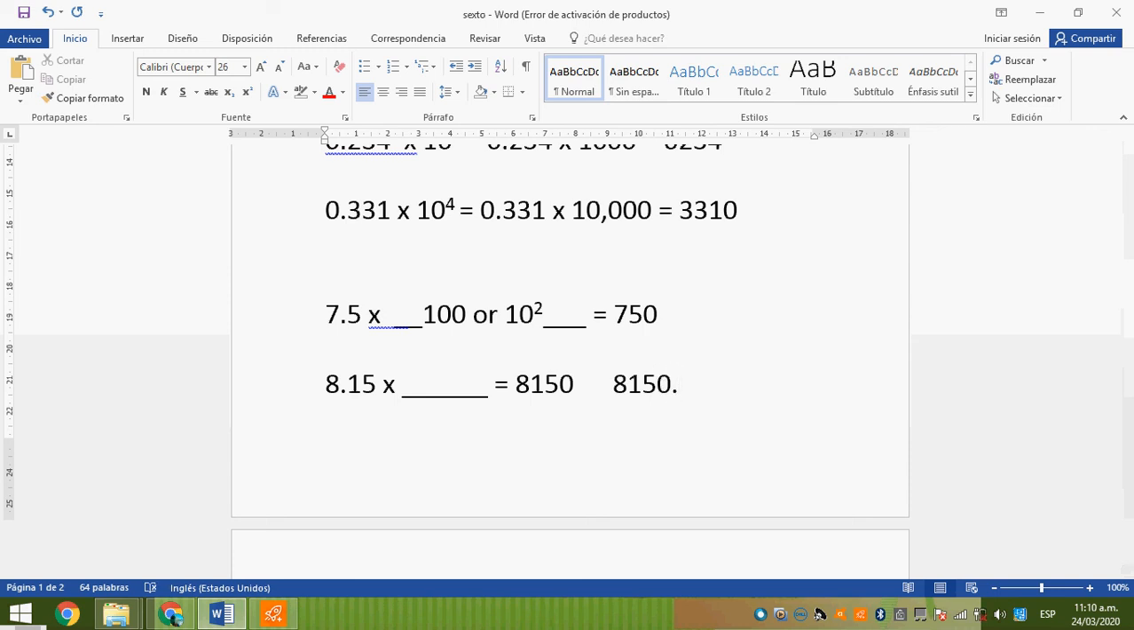And my answer is like this. Do we have the same answer? Yes. How many times do I move the decimal point? I move it 3 times. That means my answer is going to be like this or like this.